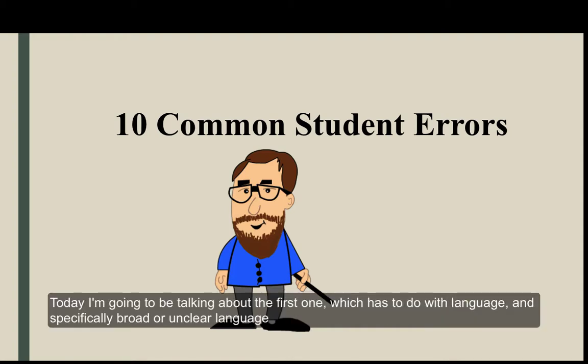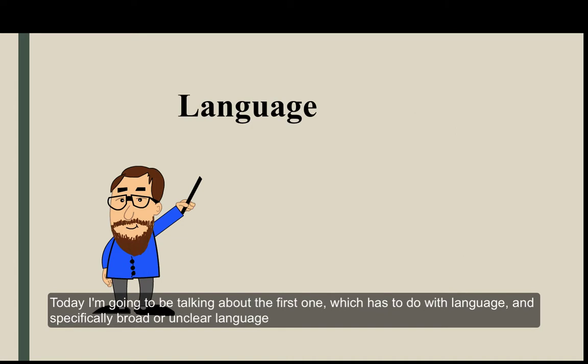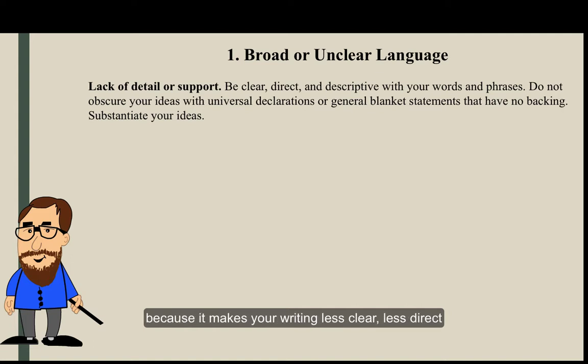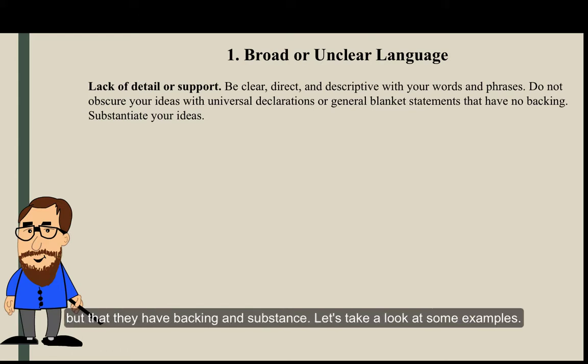Today I'm going to be talking about the first one, which has to do with language, and specifically broad or unclear language. Broad or unclear language can hurt you as a student because it makes your writing less clear, less direct, less descriptive, and less authoritative sounding. You want to make sure that your ideas are not obscured with universal declarations or blanket statements, but that they have backing and substance. Let's take a look at some examples.